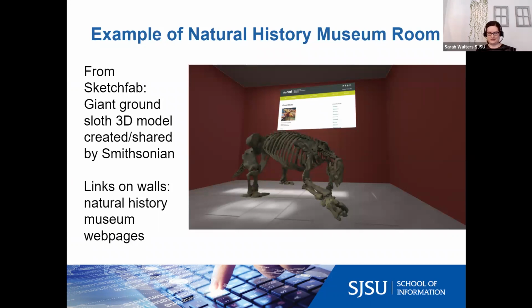So this fossil 3D model was actually created by the Smithsonian, and they shared it on Sketchfab. People can share 3D models they create on Sketchfab with a Creative Commons license. And I thought, what would be a good way to have captions or labels that you would see in a museum? So the links on the walls go to web pages from natural history museums with information about each species and or the era of that fossil.